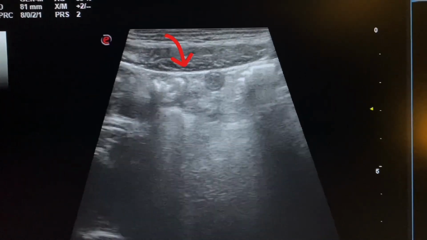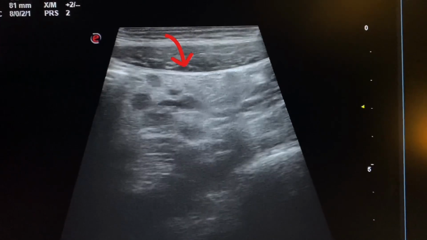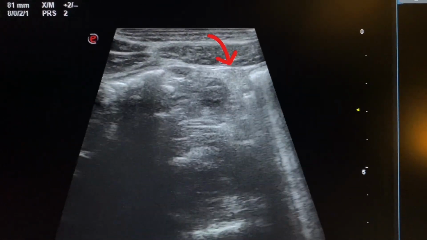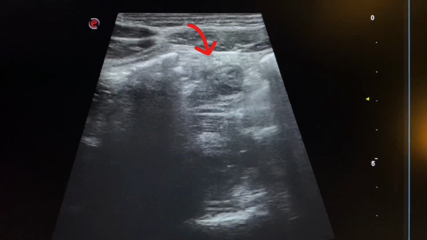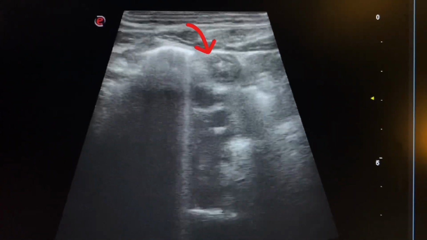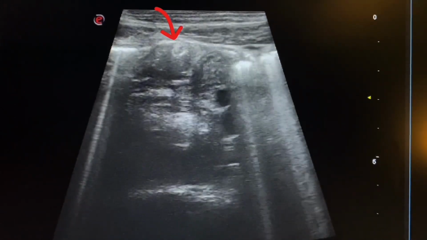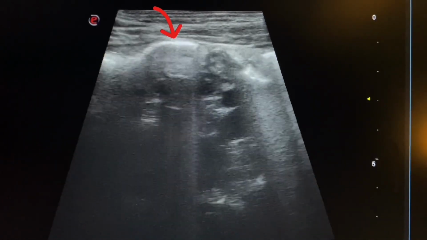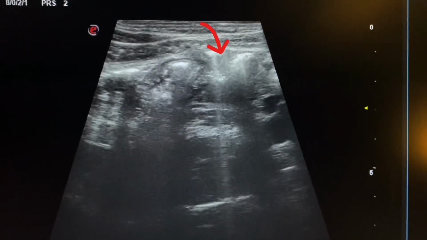Now we start scanning by using the linear probe, placing at right iliac region. Here we see the small intestine with gases as echogenic lining. Here we see the fluid with gases and food particles.